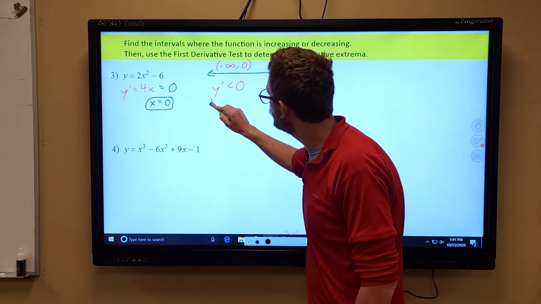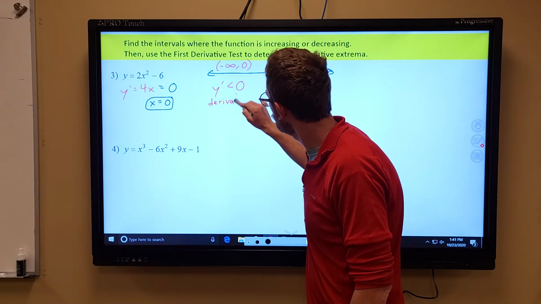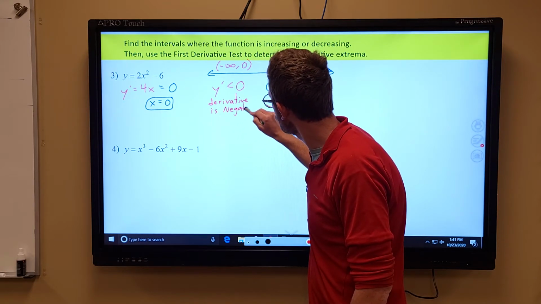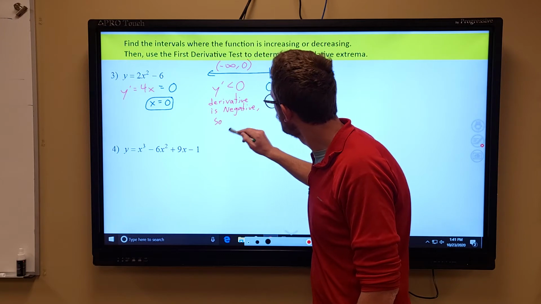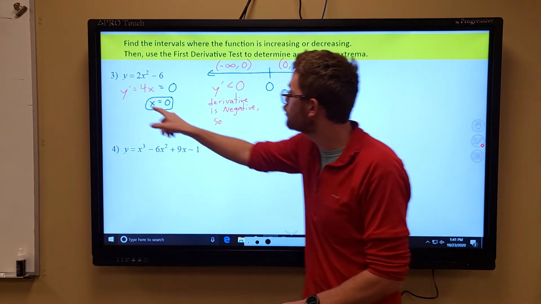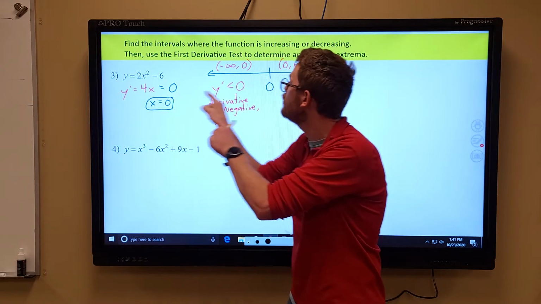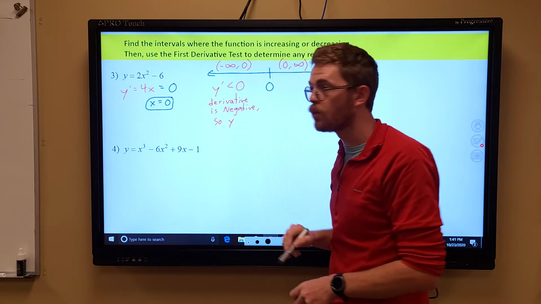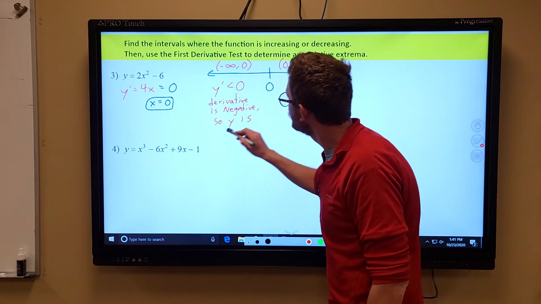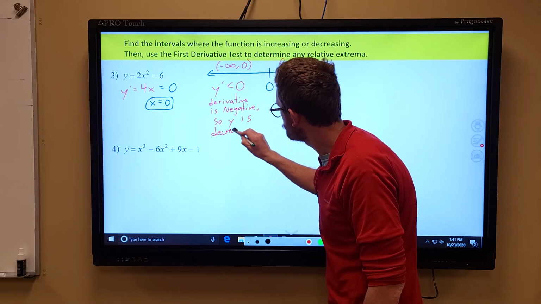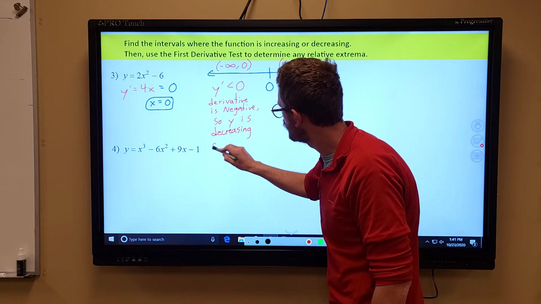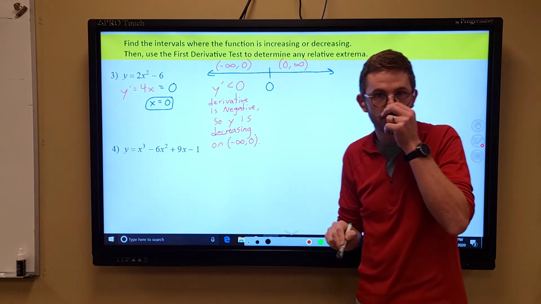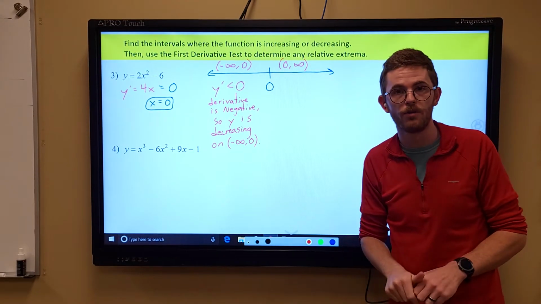So since the derivative is negative, notice we checked our derivative, we saw the derivative is negative over here. So our original function y is decreasing on this interval from negative infinity to 0. Tying it all together, that's what I see is going on over here.